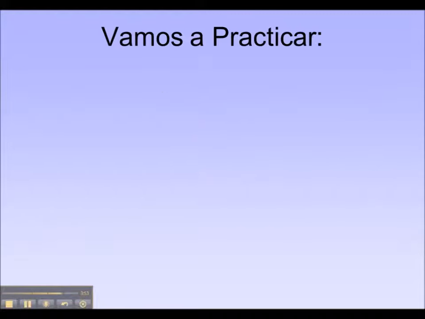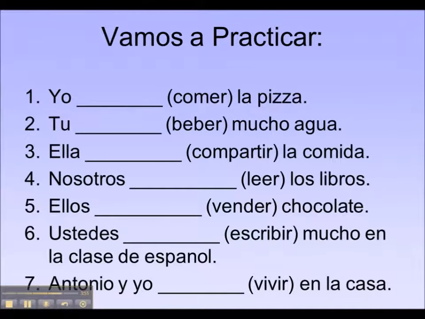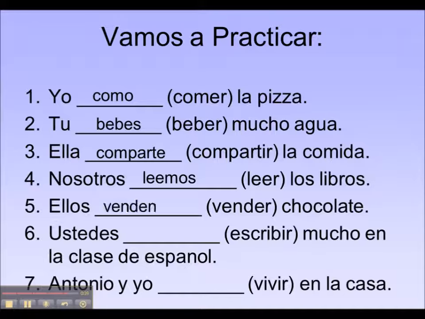So let's practice. To say I eat the pizza, you would say yo como la pizza. To say you drink a lot of water, you would say tú bebes mucho agua. To say she shares the food, we would say ella comparte la comida. To say we read the books, we would say nosotros leemos los libros. To say they sell chocolate, we would say ellos venden chocolate.